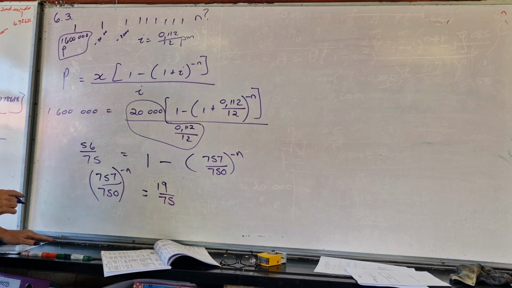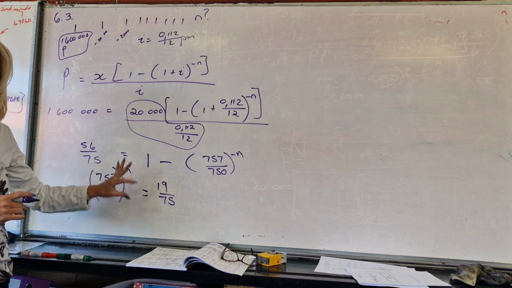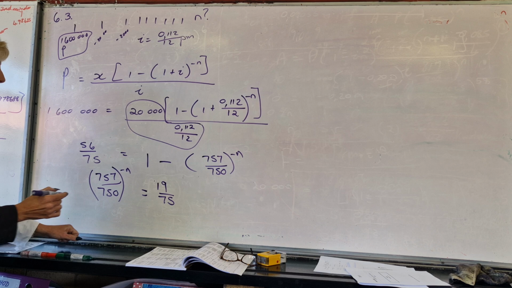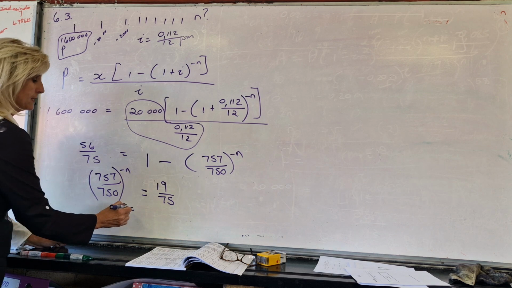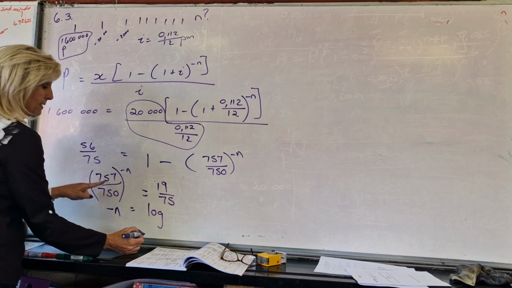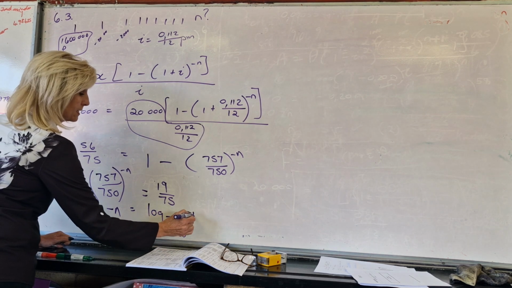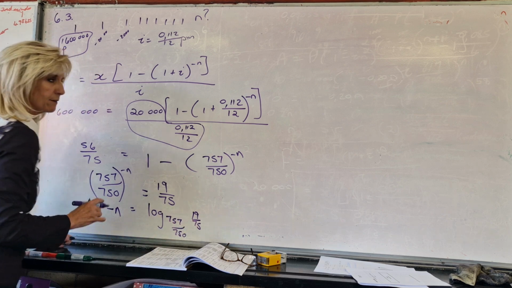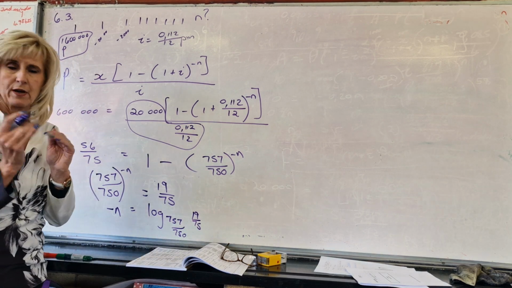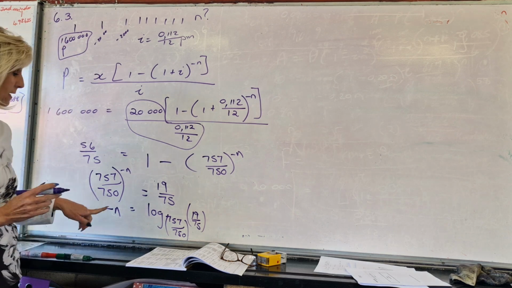And then I can get to logs, because I've got a power base exponent. So it's going to be minus N is equal to log, base, which base? Base stays base, 757 over 750, and on that side, 19. And you can write it in brackets, it's fine. This is the base, and we're getting to N's answer.